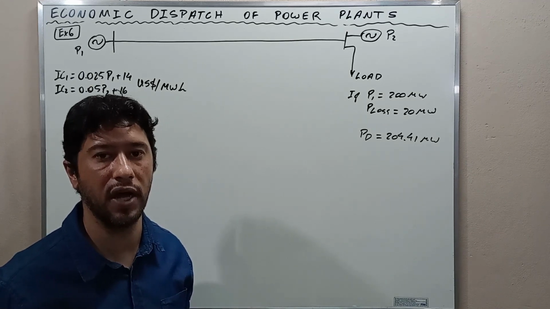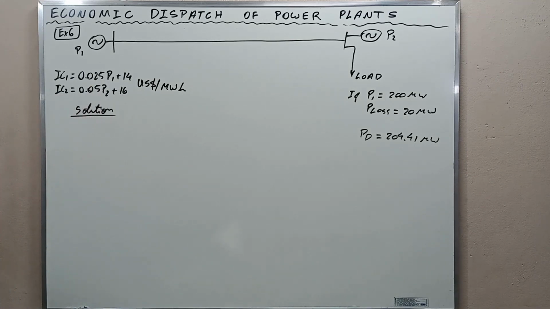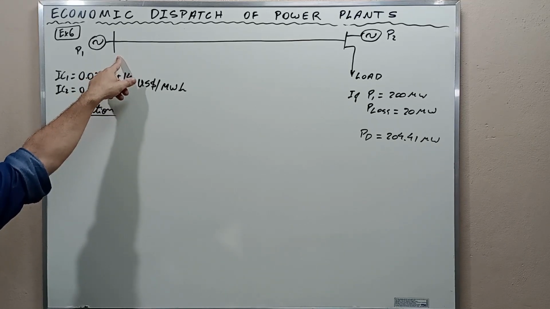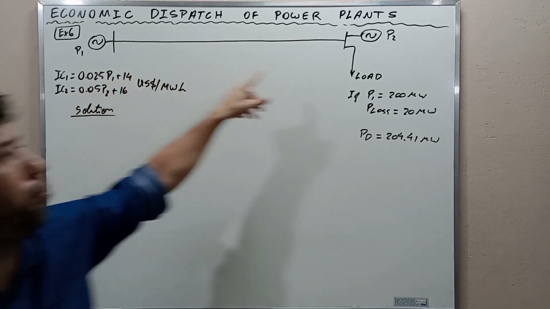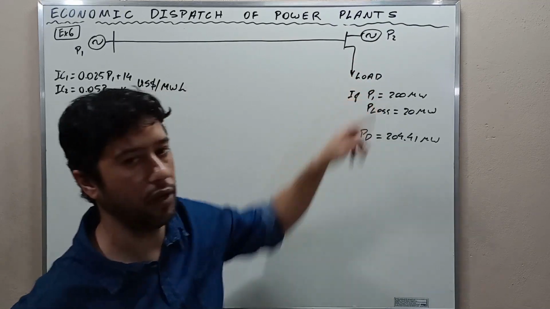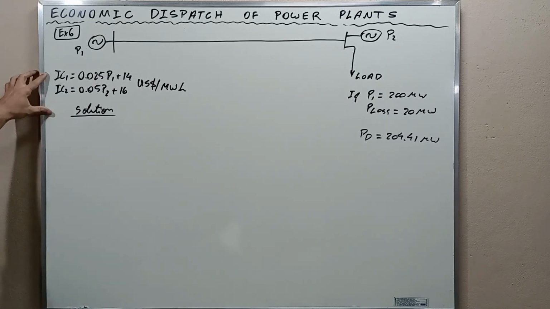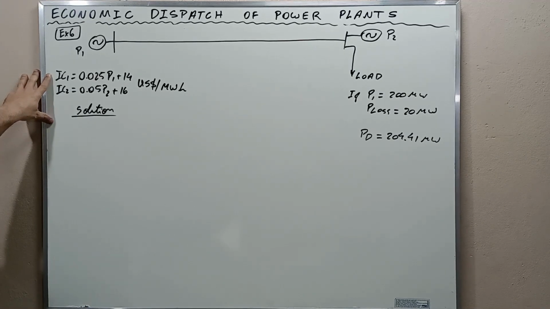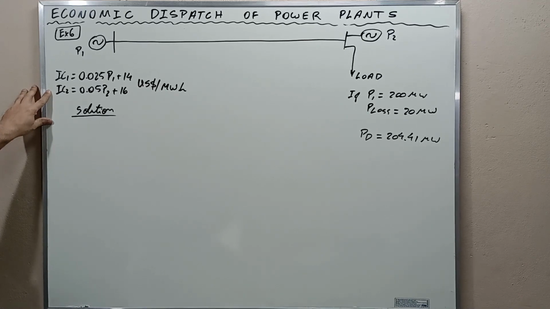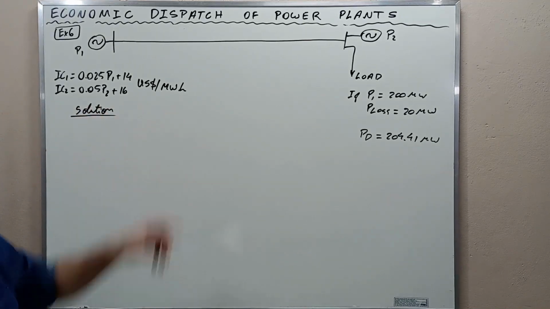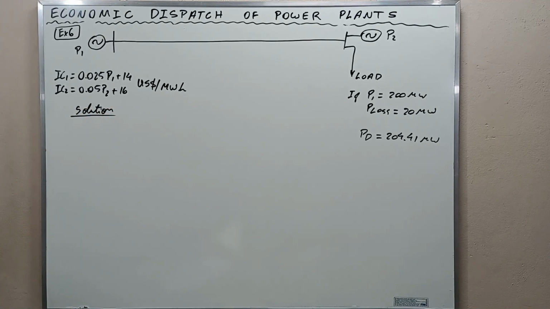Exercise number 6 now. Consider the following power system. This is the power system composed of 2 power plants and a load. The incremental cost characteristics of the power plants are as follows. This is the incremental cost of operating power plant 1, and this is the incremental cost of operating power plant 2 in dollars per megawatt hour.